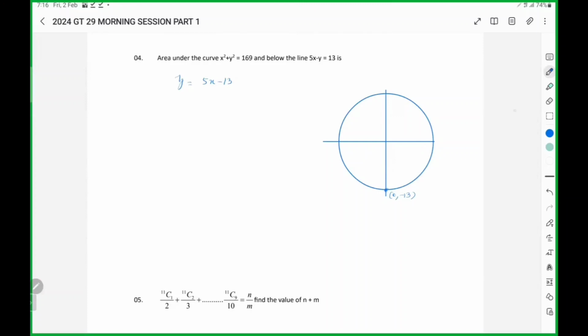So it is somewhere in this line meets the x-axis at 13 by 5. It's obviously less than 13, the line will be like this. The area under the curve and below the line will be this area we have to find out.